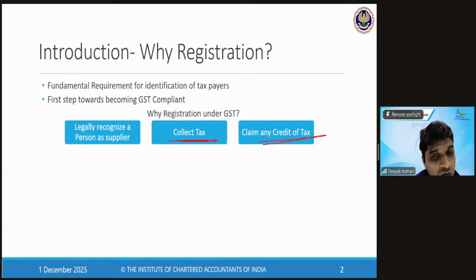Shagufta and Somesh are saying no, we cannot claim the credit because they're not making any sales, so they can't claim the credit. Okay. Gayatri is saying yes, they can claim if they are registered and for business.